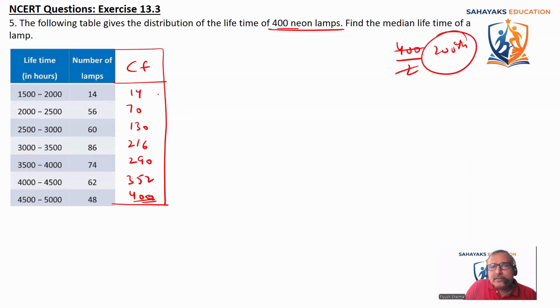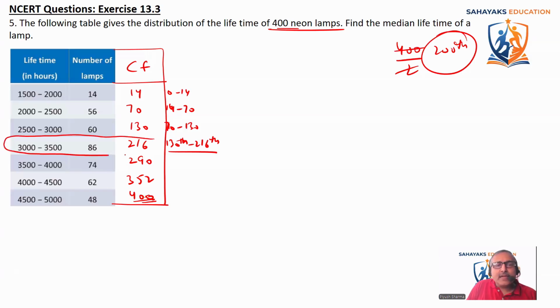Is it lying here, 0 to 14th value? No. 14th to 70th value? No. 70th to 130th value? No. 130th to 216th value? Yes. The 200th value is going to lie somewhere here. So this is the median class. If this is the median class, then we can directly put in the formula to find the median.